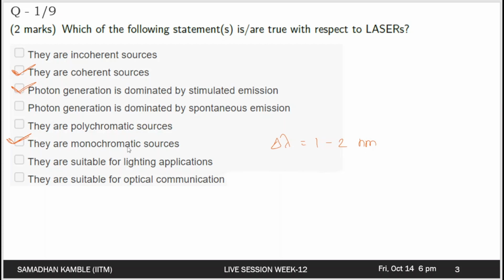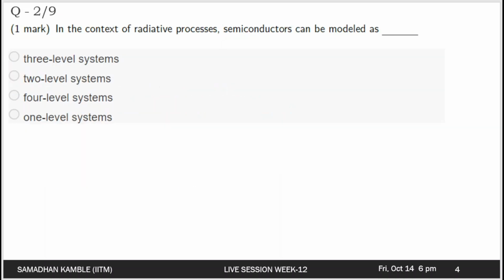What about these two? So this last one is about application. I think it is optical communication in the optical fibers and so on. The lasers play quite an important role. Okay, so I think this is about question number 1. Let us go to question 2 then.